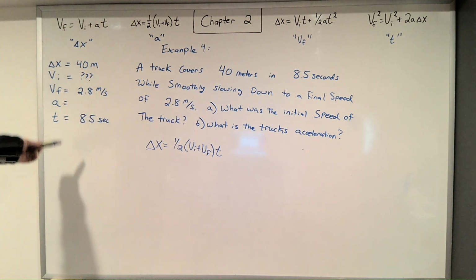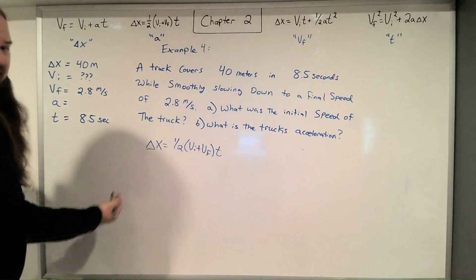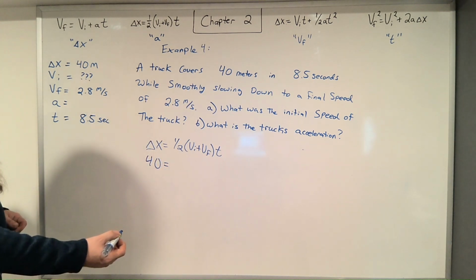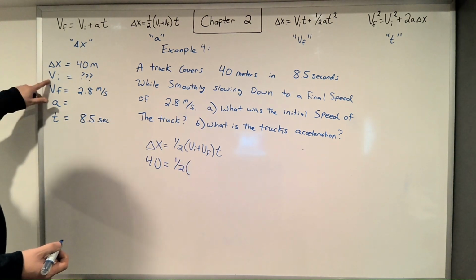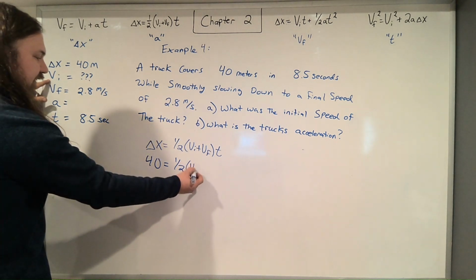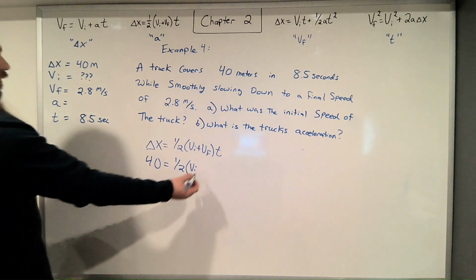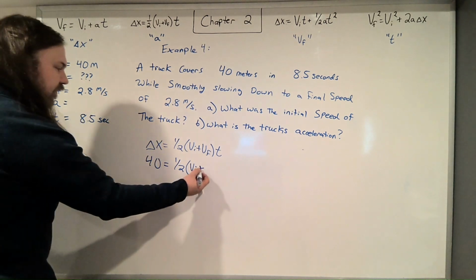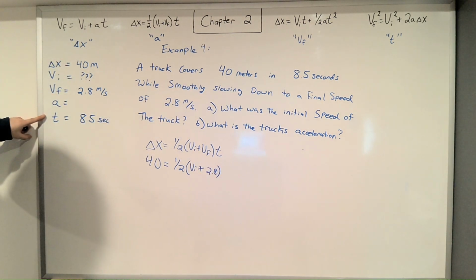At this point, if you've drawn out your table like I have, now we just plug in what we know and we see if we can solve it. The change in x, take it right off your table. It's 40, equal to 1/2. What's the initial velocity? That's the thing we're trying to solve for. So let's leave it as vi because we don't know what it is yet. Then we'll add in a plus, our vf. Vf is 2.8. And then this whole thing is multiplied by t. And t would be 8.5, given in the problem.